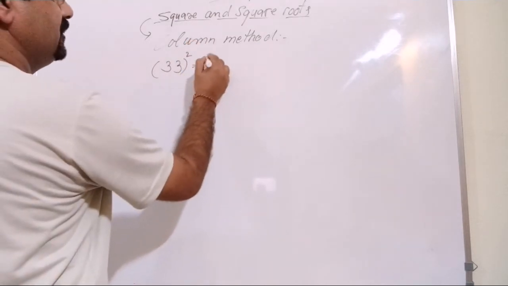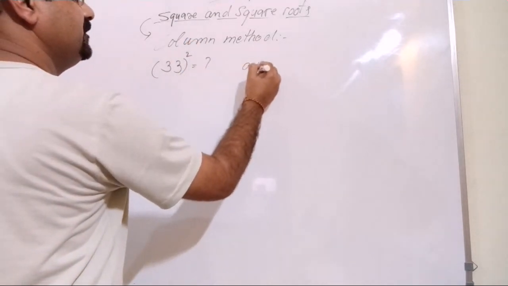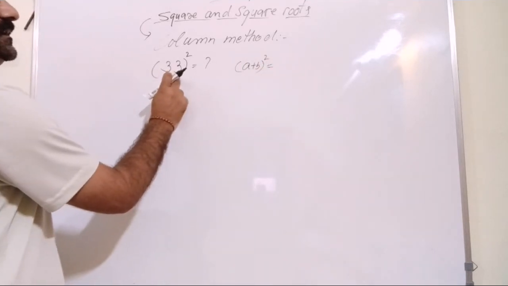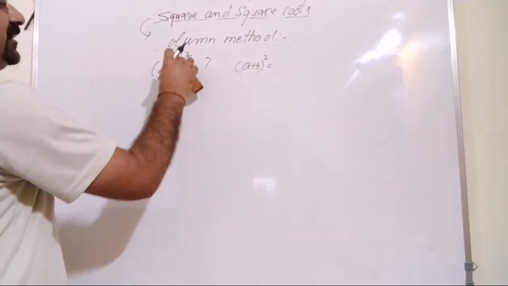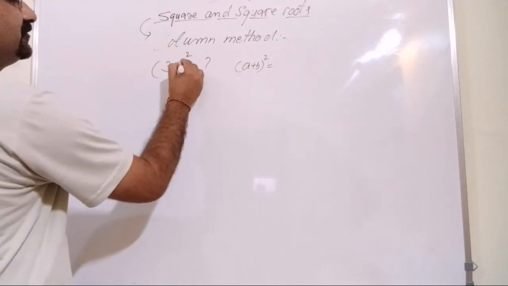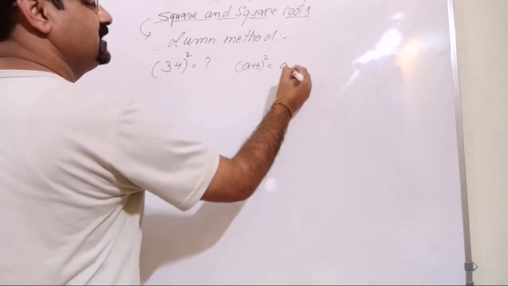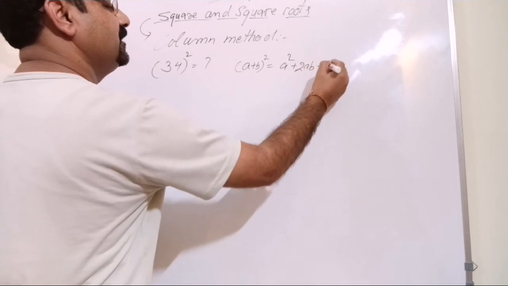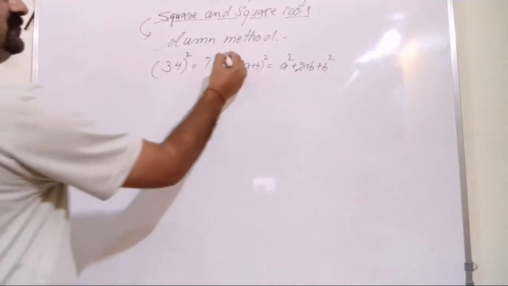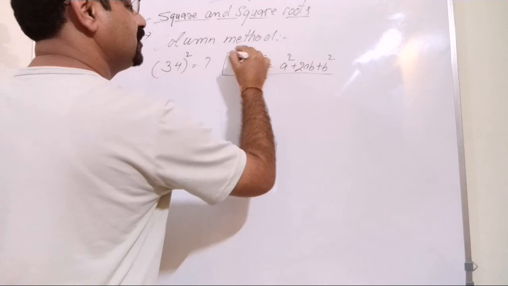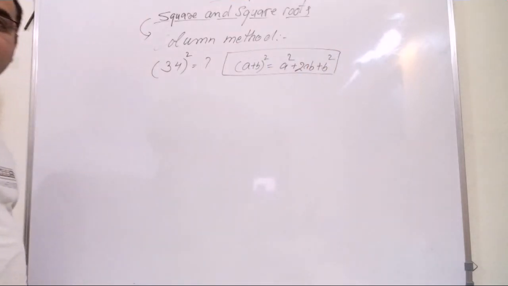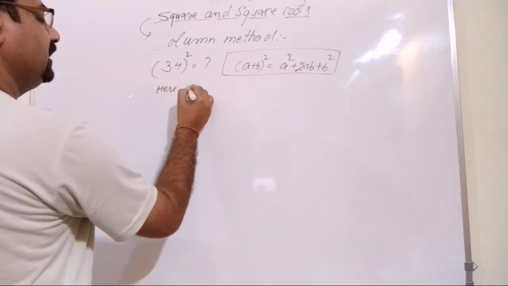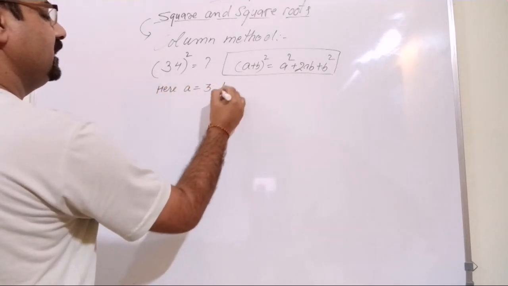So beta, we know (a + b) whole square is equal to, if a is equal to 3 and b is equal to 3, let me take one digit different, let it be 4. Okay, then your answer is a square plus 2ab plus b square. This is the formula you use to solve the question. Okay beta. Now here a is equal to 3 and b is equal to 4.